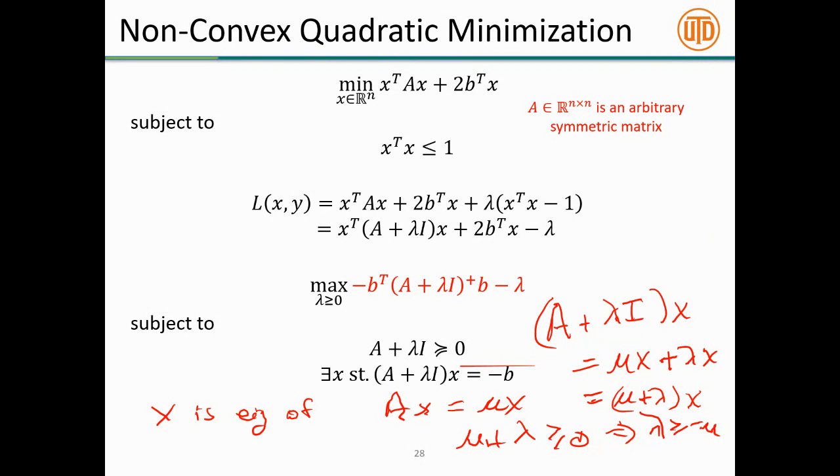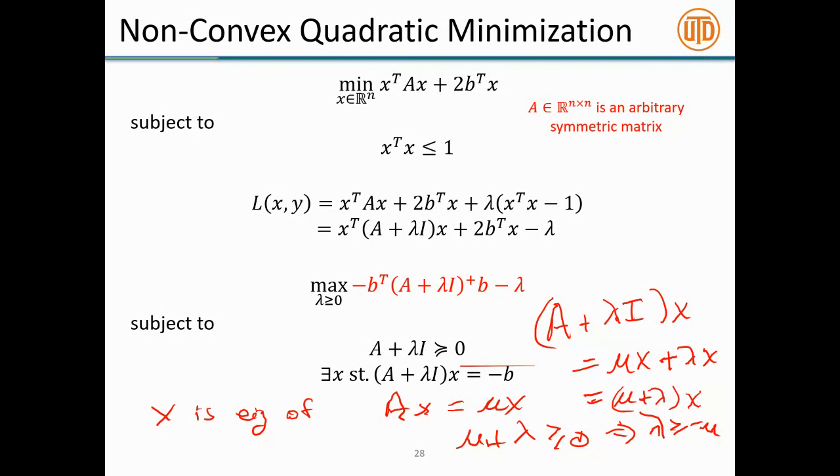All right, so this is a pretty complicated dual problem. Again, we could replace the second constraint with some expression, just like we did before, trying to turn "there exists an x such that A plus lambda I times x equals minus b" into a convex constraint. But we still would have the A plus lambda I greater than or equal to 0 constraint.